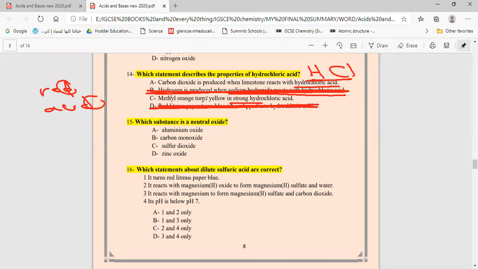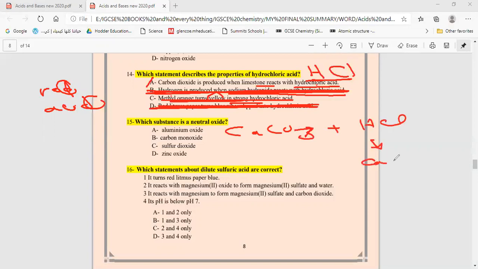Methyl orange turns yellow in strong hydrochloric acid, or carbon dioxide is produced when limestone reacts with hydrochloric acid. I told you before, once you find carbonate, it forms carbon dioxide gas. Methyl orange doesn't turn yellow in acid. So this one is incorrect. It turns yellow in base. So the correct answer, because limestone is calcium carbonate, CaCO3, reacts with HCl to form CaCl2, that is a salt, CO2. So the correct one is the first one.